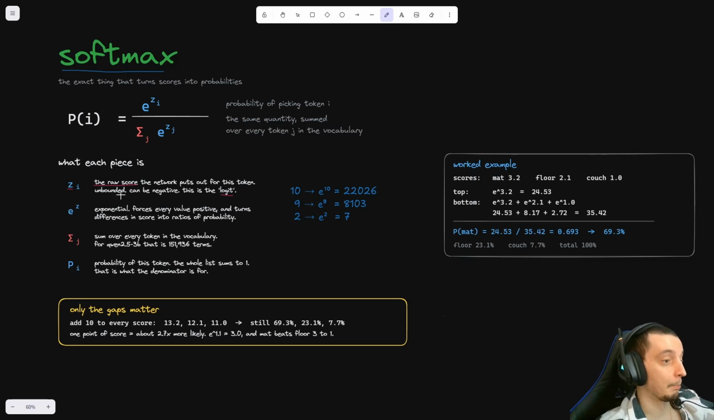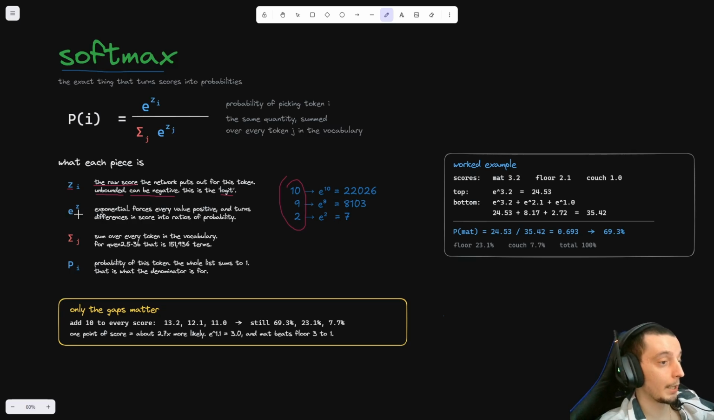But since the model produces unbounded numbers, we have a problem because the score can be negative. And of course, we can't use a negative number in a probability. That would make no sense. So we need a clever solution which will both make the number positive and also preserve the ranking, the relative order that the model gave us.